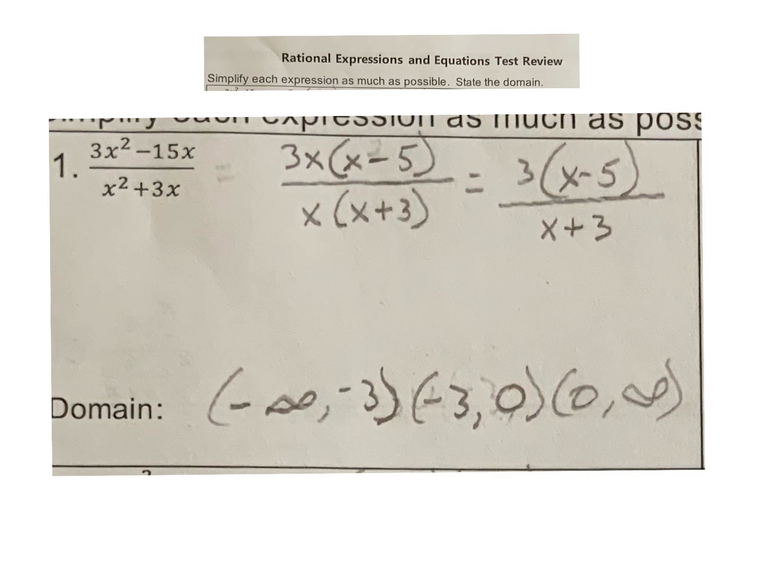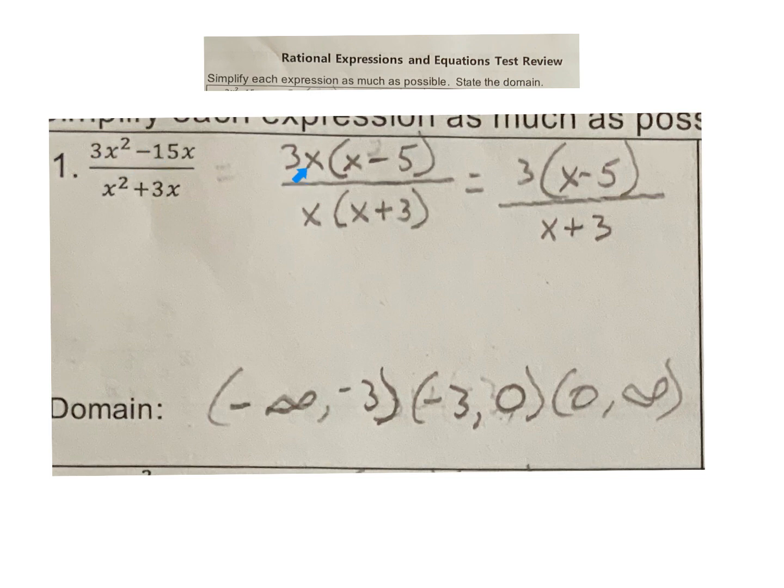In this video, I'm going to be going over the first 8 problems from the review. The first thing you're asked to do is to simplify the expression as much as possible and state the domain. So here, for number 1, the expression is 3x squared minus 15x divided by x squared plus 3x. Okay, so we're going to simplify this expression.